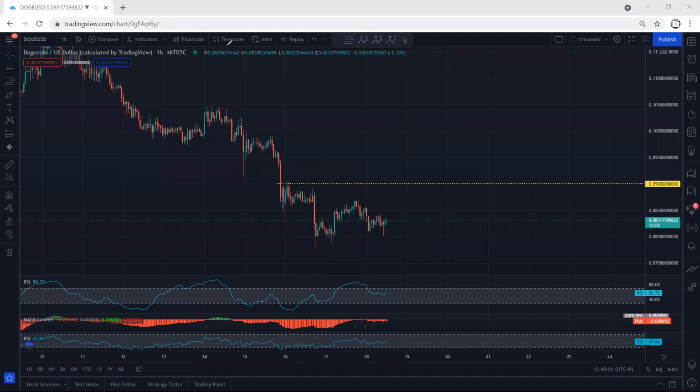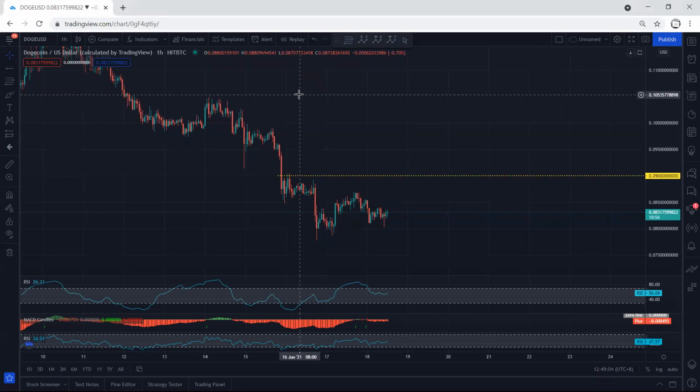Anyway, we just follow the chart. If I see any update or any trade setup for the reversal, then I will share.